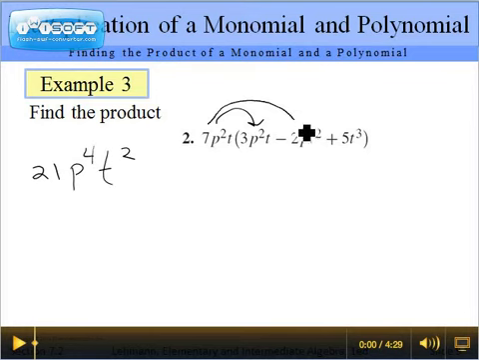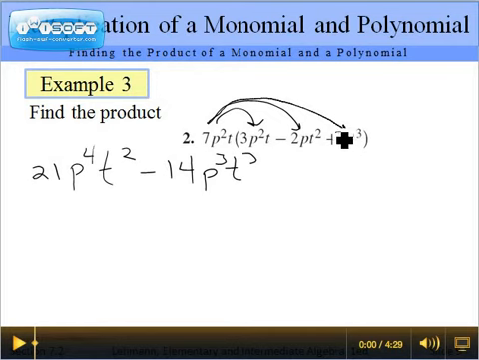Then I multiply 7p squared t times negative 2pt squared, and I'll get negative 14p cubed t cubed. Then I would take 7p squared t and multiply it by 5t cubed. So that would give me 7 times 5, which is 35. There are no p's in the 5t cubed term, so I would just have p squared. And then t times t cubed would give me t to the 4th.